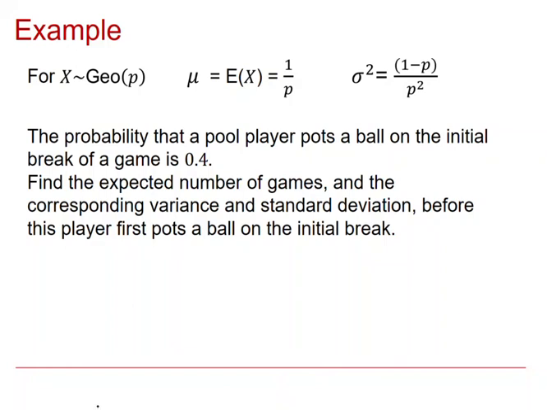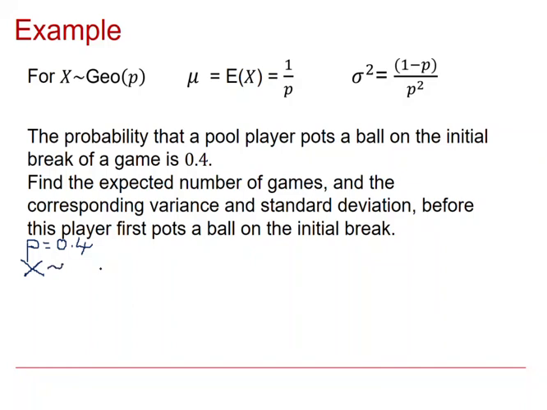So if we identify the model we have in this case, the parameter involved, P, is 0.4, where P represents the probability that a pool player pots a ball on the initial break of a game. I'm not going to write that all out because I think I'd run out of space, but it's good practice to write that out in an exam when you're doing your solution. And the random variable x involved in this distribution would represent the number of games before a player pots the first ball on the initial break. And again, I haven't written that all out, but it's good practice to do that when you're writing a solution yourself.